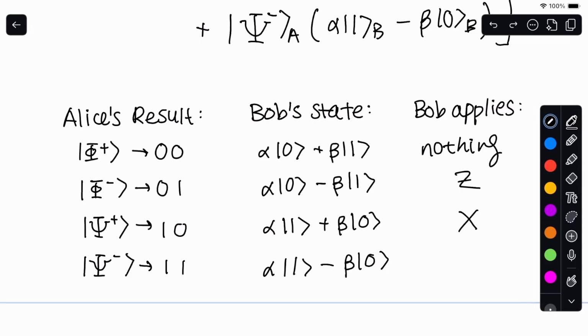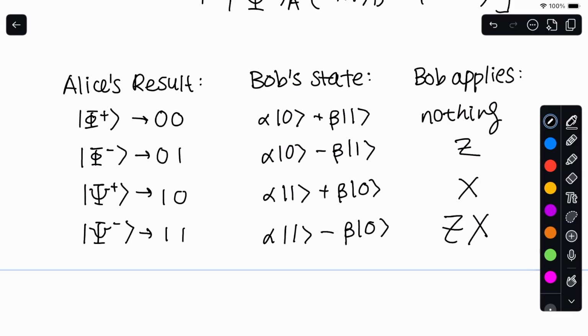So in the last case, if Alice measures 1, 1, then Bob's state is alpha 1 minus beta 0, which is off by a phase flip and a bit flip. So if he first applies an X gate, then that will flip 0 and 1, and then we'll have alpha 0 minus beta 1, and then he will need to also apply a Z gate.